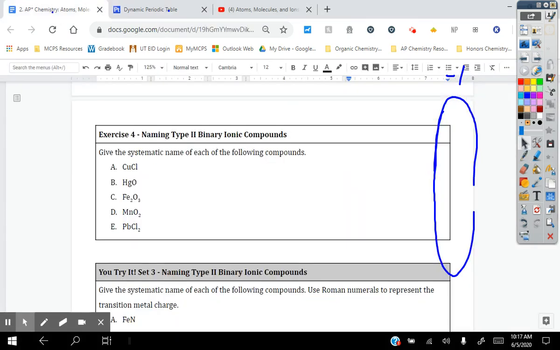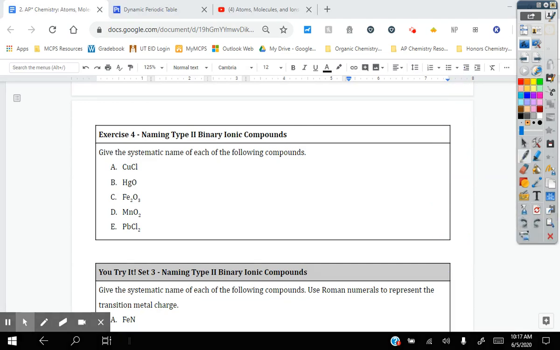So charges have to be balanced. If we're making sure the charges are balanced, if I have one Cl with a 1- charge, then the copper has to be a 1+. If the charges are the same, they balance out. If they're not the same, we're going to use a crisscross method to figure out our charge, and I'll show you that in a minute. So since these are the same, this ends up being copper(I) chloride.